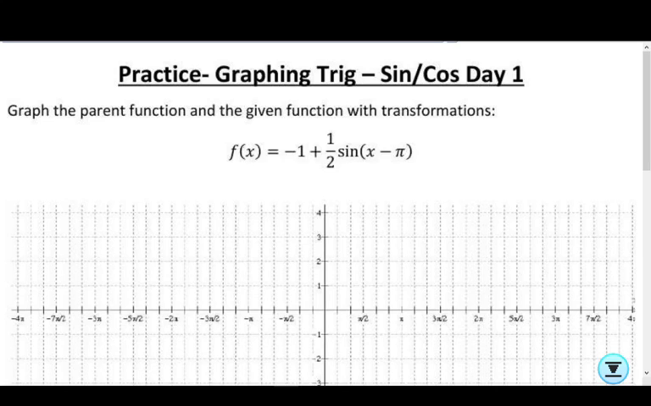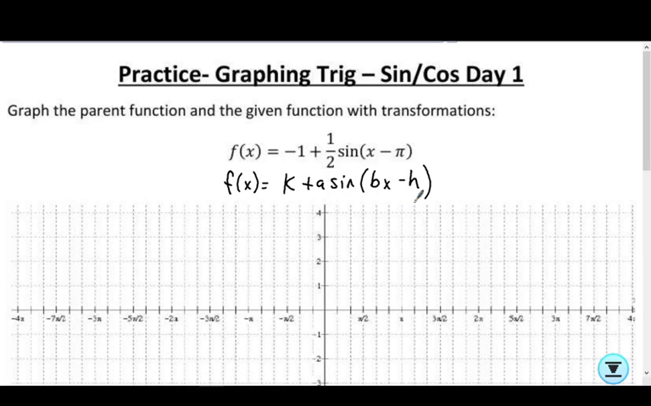Okay, so we're practicing graphing sine with transformations. There's no phase shift, okay? Again, the first thing I always tell my students is to graph the parent function. Now I'm also going to write here the parent function with the transformations instead of numbers, okay?